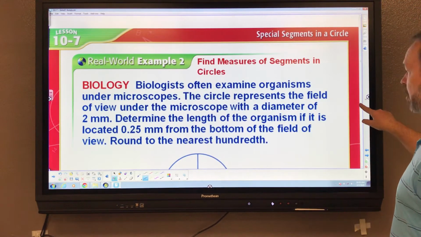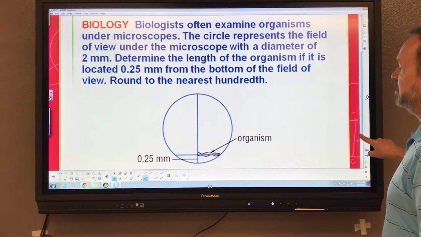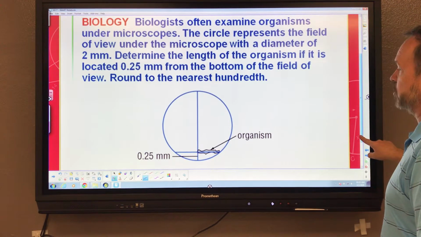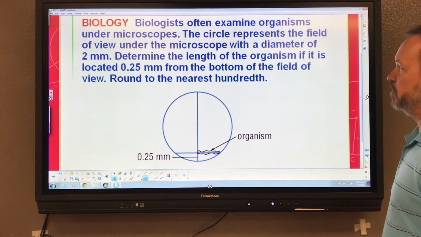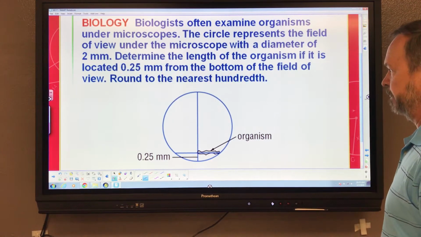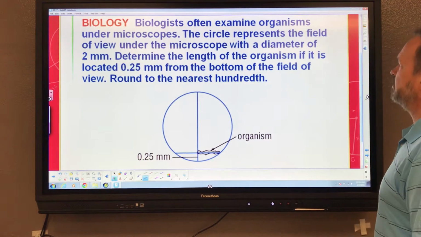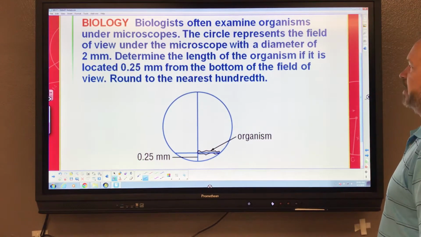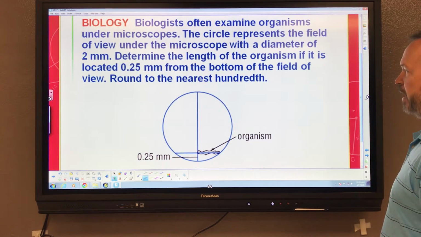So I want to do this nice little problem. Biologists often examine organisms under microscopes. The circle represents the field of view under the microscope with a diameter of 2 millimeters. Okay, the diameter is 2 millimeters. Determine the length of the organism if it is located 0.25 millimeters from the bottom of the field of view, rounded to the nearest hundredth.